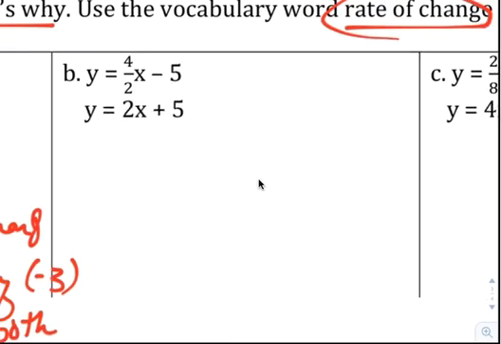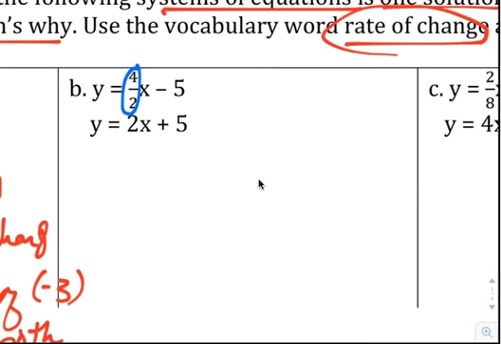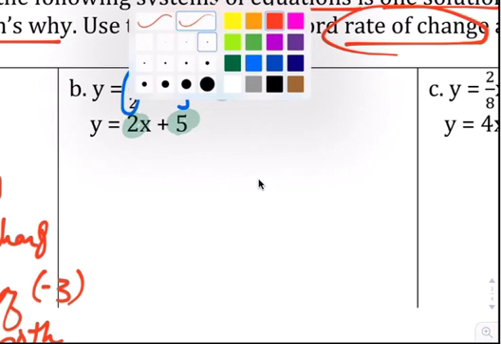B, well, this can be reduced to 2, so 2x minus 5. The rate of change are the same, but look, the y-intercept, you do additive inverse. They're different. Negative 5 is different than a positive 5. Therefore, it's no solution.